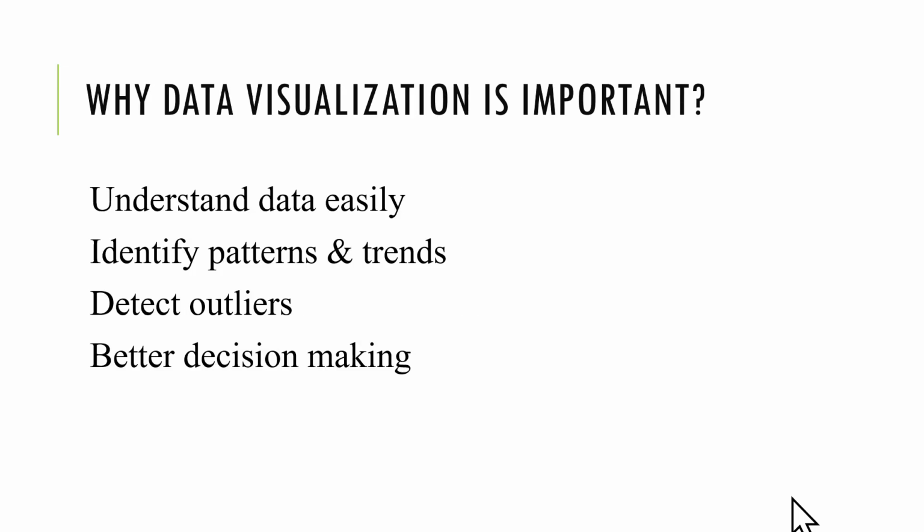So let's get started. Now let's understand why data visualization is so important. When we look at raw data in tables, it can be difficult to understand what's really going on. But when we convert that data into graphs, patterns and trends become much easier to see. Visualization also helps us detect outliers, values that are very different from the others, and most importantly it helps us make better decisions based on data. That's why visualization is a key step in any data science or machine learning project.